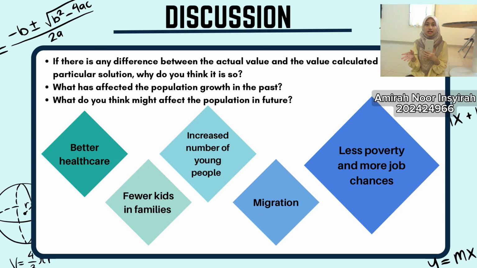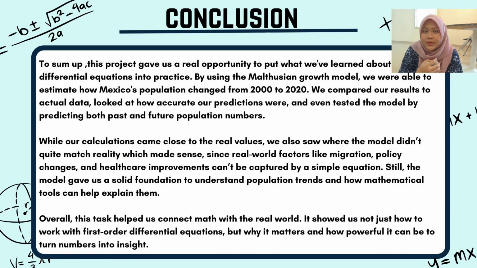And last but not least, Mexico's economy got better. Less poverty and more job chances for people. This means that people don't really need big families to survive, and fewer people want to leave the country. A better economy also means more people can afford healthcare, education, and stable lives, which subconsciously affects how fast or slow the population grows.